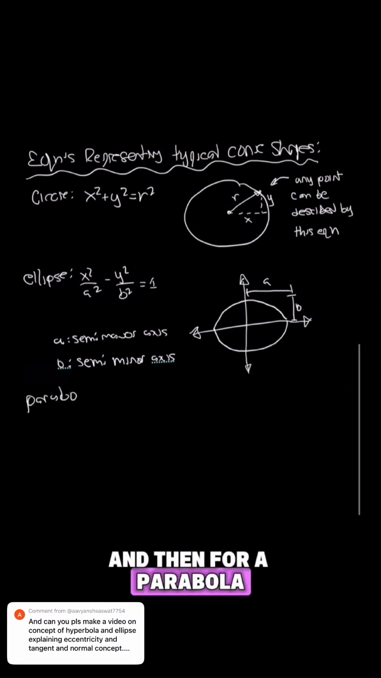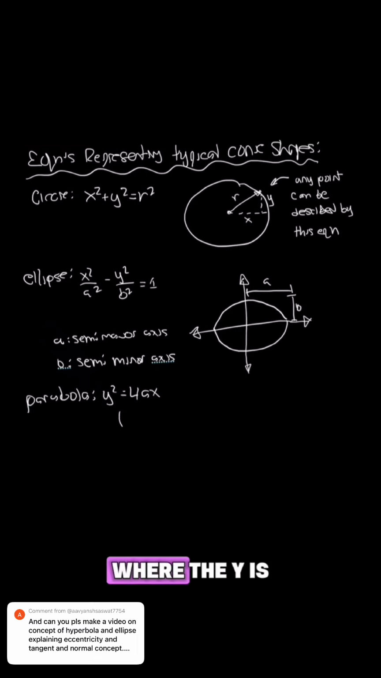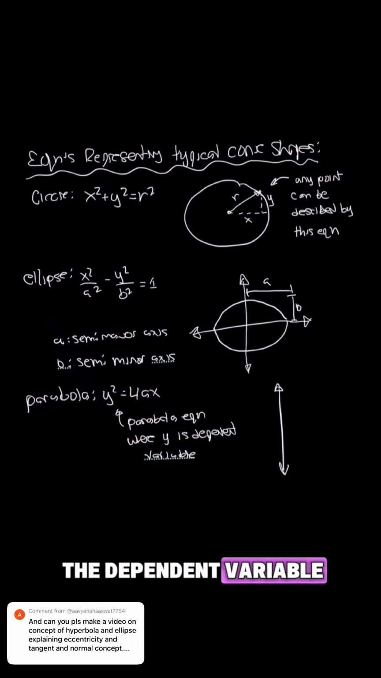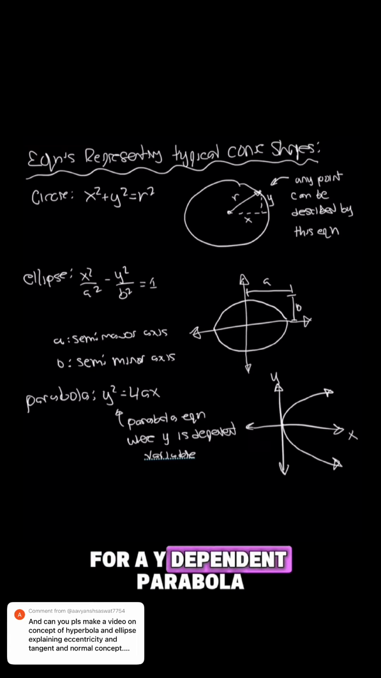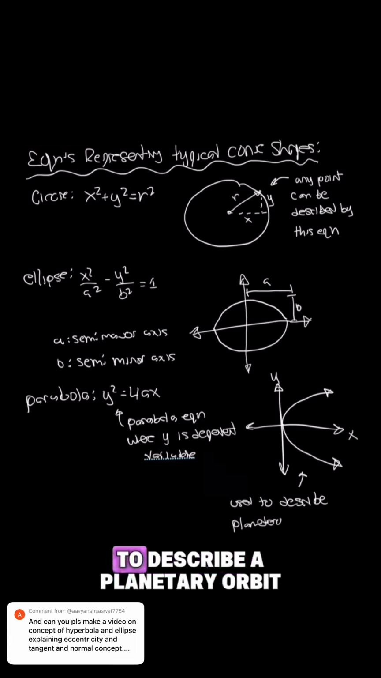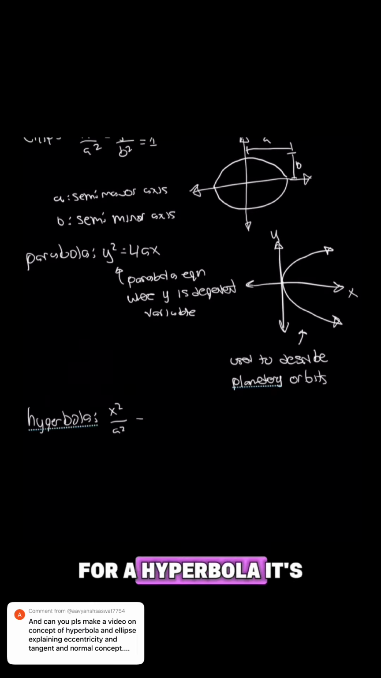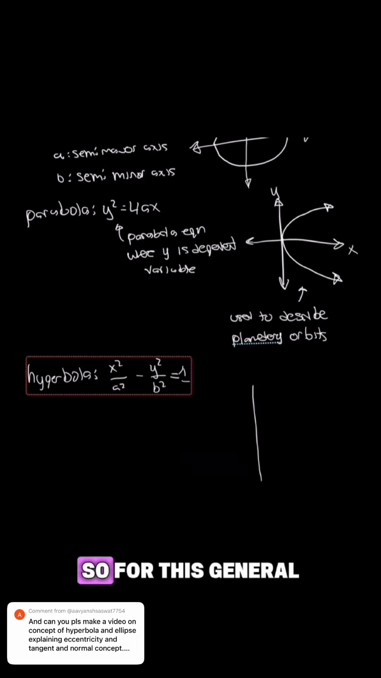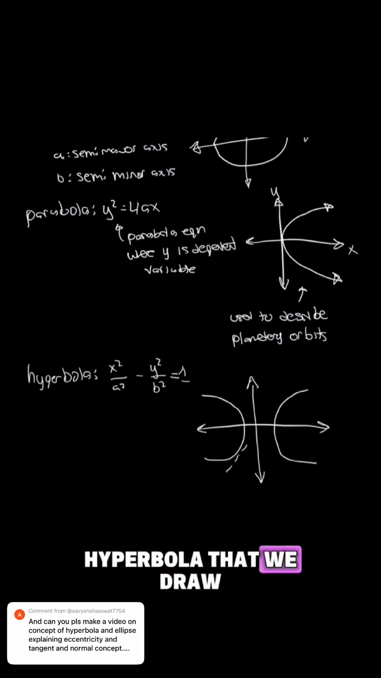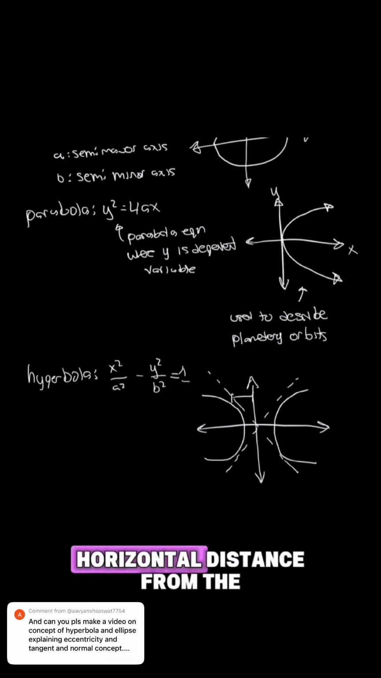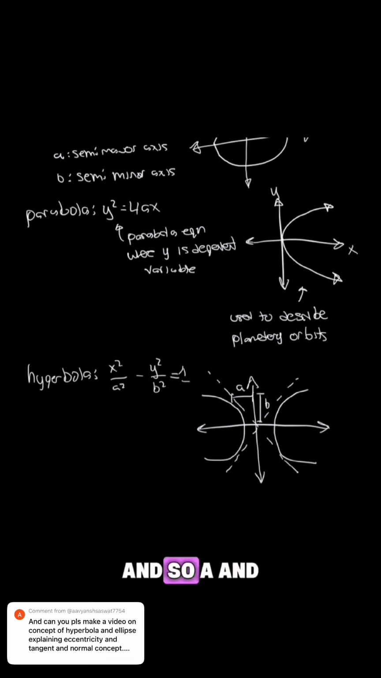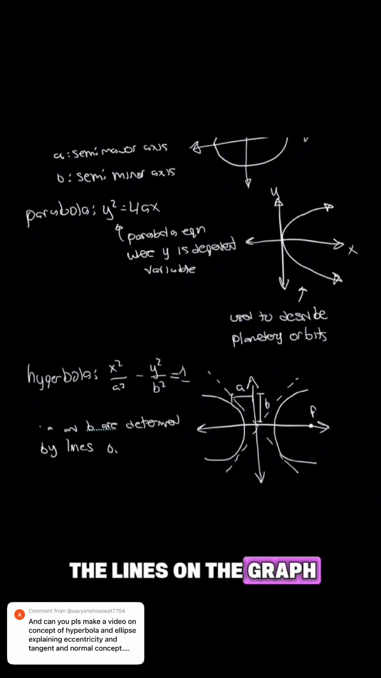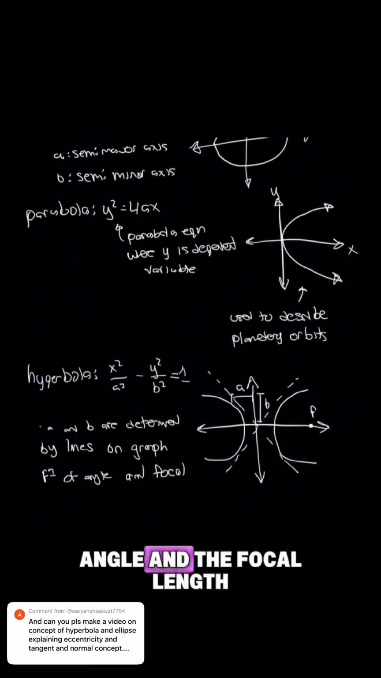For a parabola, it's given by this equation here, where y is the dependent variable. This is because if we look at this diagram for a y-dependent parabola, this is commonly used to describe a planetary orbit. For a hyperbola, it's given by this equation here. For this general hyperbola that we draw on the right-hand side, we can identify this horizontal distance from the origin as a, and this vertical distance from the origin as b. And so a and b are determined by the lines on the graph, and these lines are a function of the angle and the focal length.